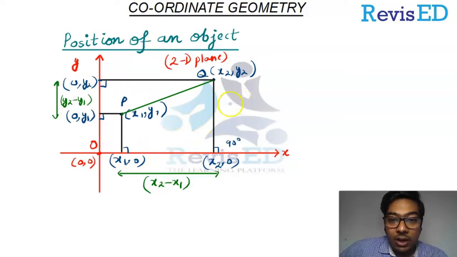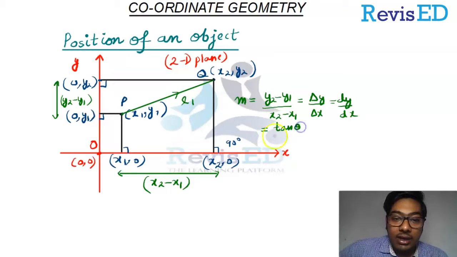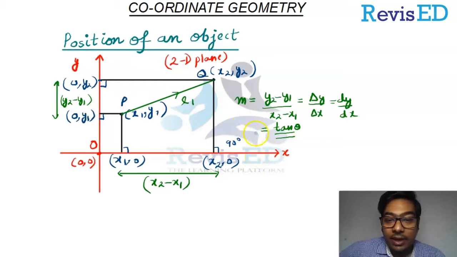So let us now understand. If this is my distance, represented by a straight line, then the slope of the line is the ratio of y2 minus y1 divided by x2 minus x1. This can be written as change in y divided by change in x, that is dy by dx. This is my slope of the line, and this is also equal to tan theta, where theta is the angle between the x-axis and the straight line, that is L1.